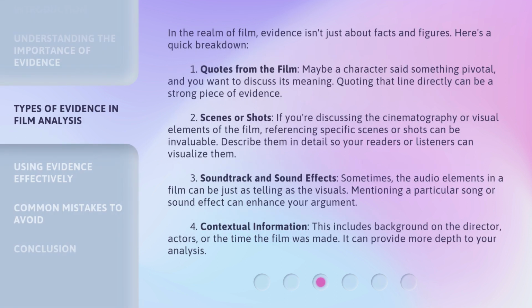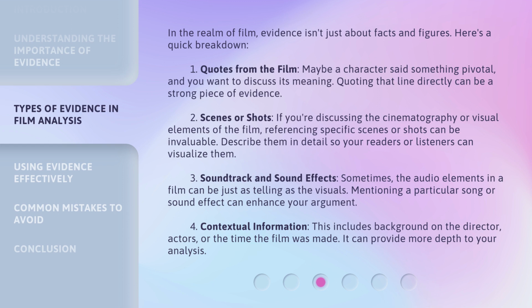In the realm of film, evidence isn't just about facts and figures. Here's a quick breakdown. 1. Quotes from the film. Maybe a character said something pivotal, and you want to discuss its meaning. Quoting that line directly can be a strong piece of evidence. 2. Scenes or shots. If you're discussing the cinematography or visual elements of the film, referencing specific scenes or shots can be invaluable. Describe them in detail so your readers or listeners can visualize them.